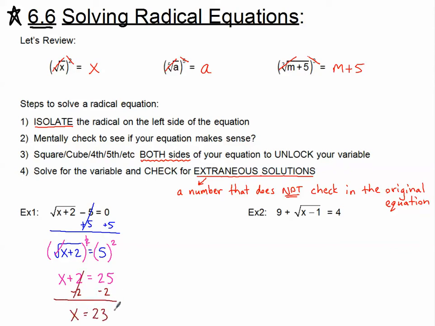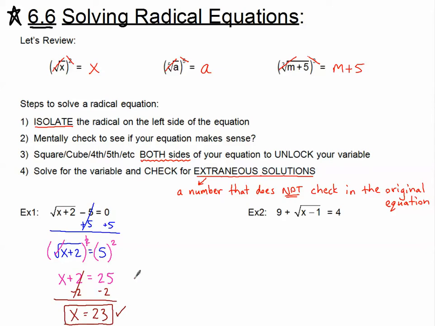Now, before I box this in or circle it, I do want to check to make sure that this is correct. So I'm going to plug the 23 back into the original equation. 23 plus 2, well, that's 25. The square root of 25 is 5, and 5 minus 5 equals 0. So I'm going to put a little check mark that I have checked this. It does work. So I have my answer.